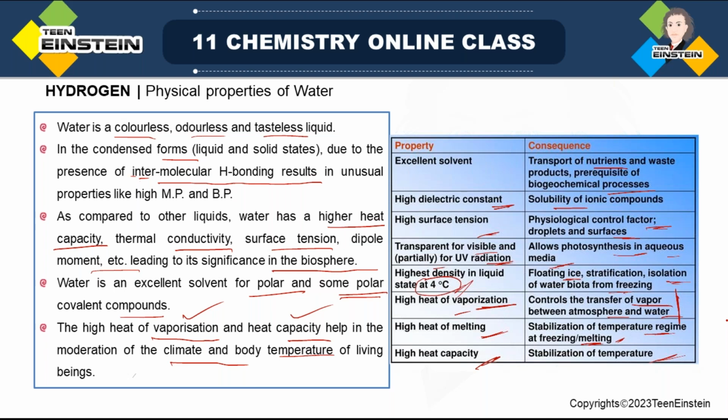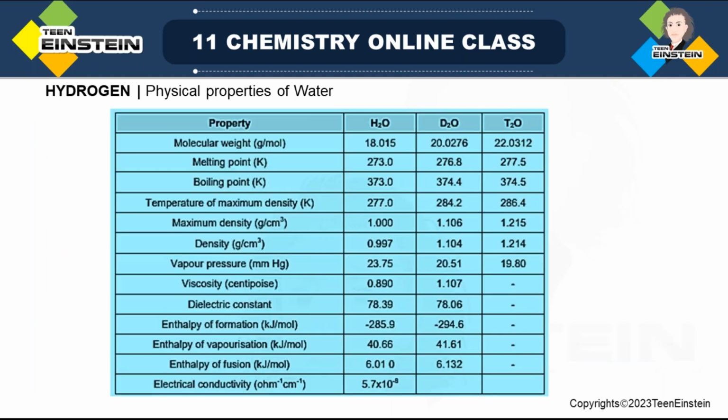So these are some consequences of these physical properties of water. These are so special compared to other liquids, so that is why it has more significance compared to other elements. Fine. So here you can see physical properties of not only water, but we also have them for the other isotopologues, that is D2O and T2O. Not all the values are there because tritium is radioactive, so all the property data is not there.